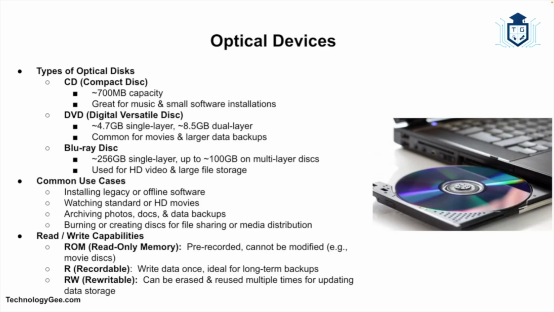Now, the common use cases: this is used for installing older software, watching movies, archiving files, or burning data if you're using a writable disc. And then you have read and write capabilities, and within that you have what is called ROM, or read-only memory, and this is basically pre-recorded data. You have what is called R, or recordable, and this is where you can write data to a disc once. We have the RW, or rewritable, where you can write data to the disc as many times as you can before the disc just completely breaks down.